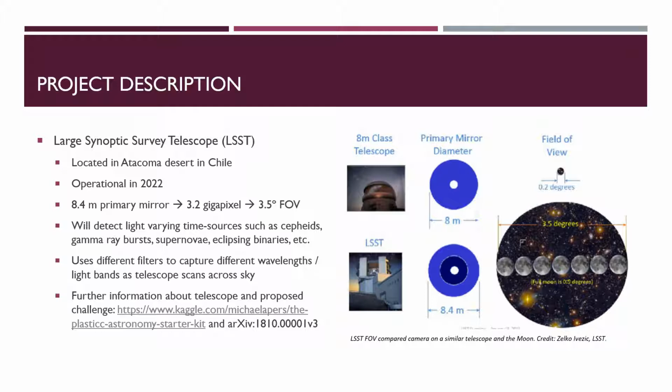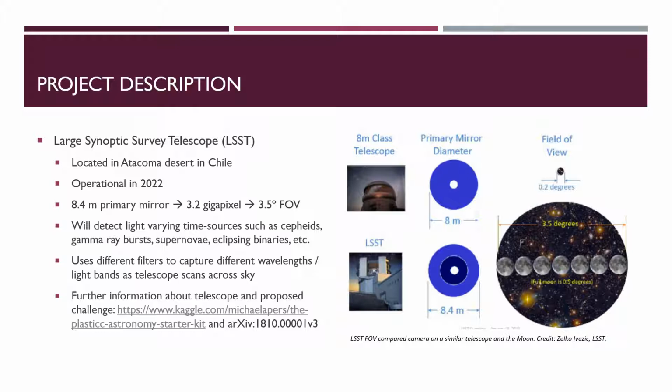The data for this project comes from simulated data that will mirror data coming from the LSST telescope, which is currently being built in the Atacama Desert in Chile and will be fully operational in the year 2022. The size of the primary mirror and the camera for this telescope allows it to have a 3.5-degree field of view, and just for reference, as seen on the image on the right, this field of view is equivalent to about 7 full moons. The telescope will be able to detect light-varying astronomical objects such as Cepheid stars or supernovae or eclipsing binaries, among others.